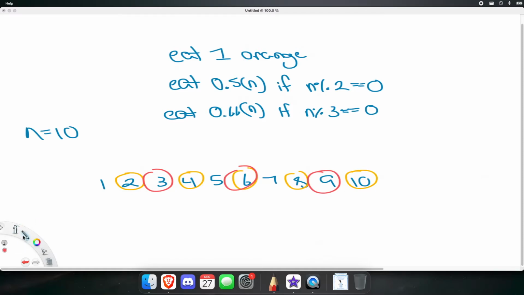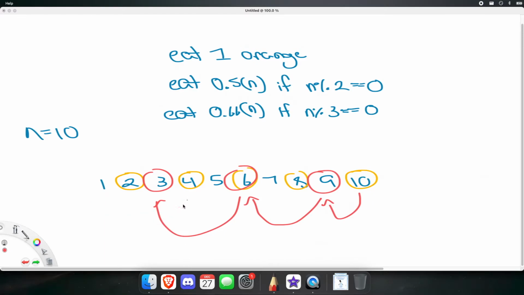Now realize that the answer was 4 because from 10 we can jump to 8, and then from 8 we can jump to 6, then to 4, then to 2, and then to 1. But this is 5 days. But what we want to do is from 10, let's jump to 9. From 9 we can jump to 6. From 6 we can jump to 3, and then from 3 we can jump to 1. And this is 4, which is the answer.